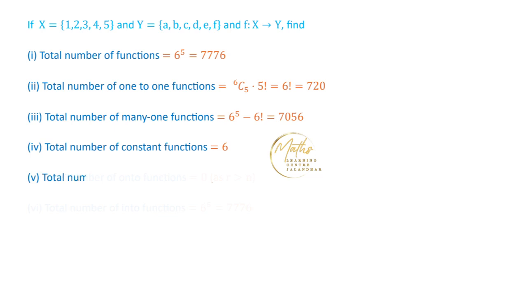Next is the total number of onto functions. The number of elements in Y is greater than the number of elements in X. It means that there cannot be an onto function. There is no onto function, so all functions are into functions. The total number of into functions is 6 raised to the power 5 minus 0, which is 7776. So this is how we can directly use the formulas to calculate the number of functions between two given sets.